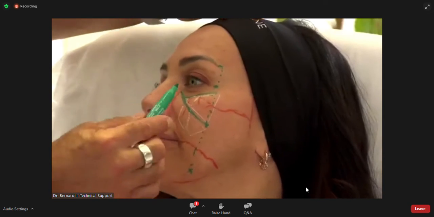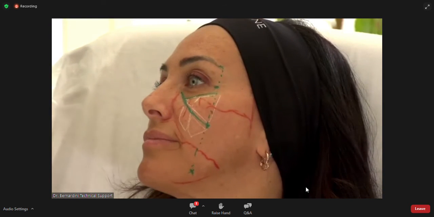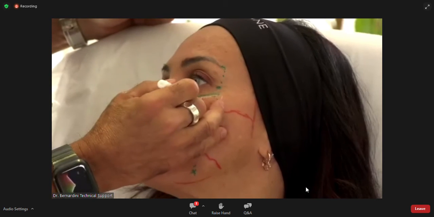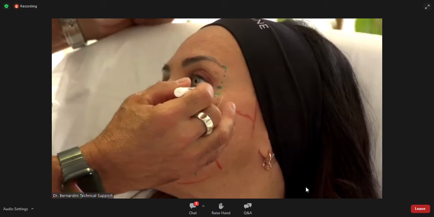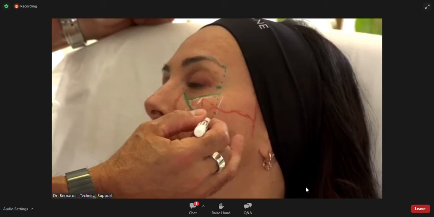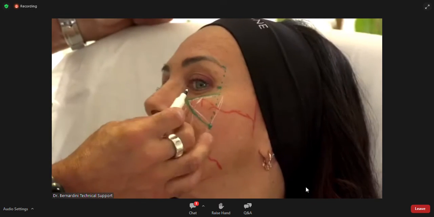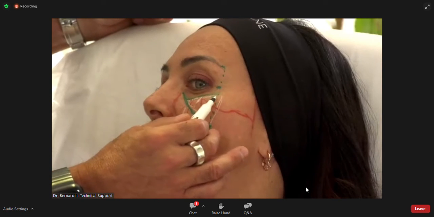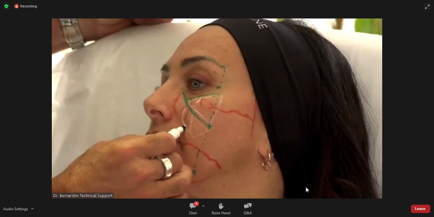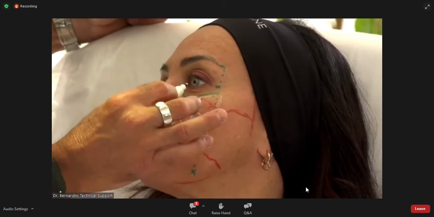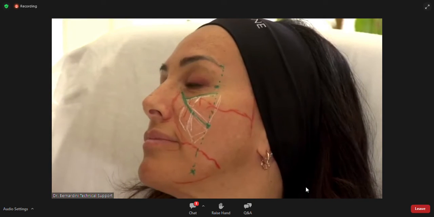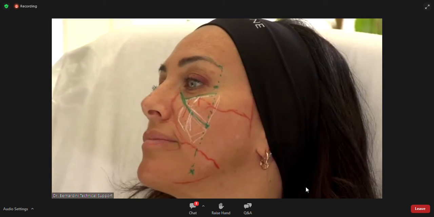Here in white, I highlighted the deep fat compartments: the medial SOOF, the lateral SOOF, the deep medial fat compartment, the deep lateral fat compartment. And in red, we highlighted some of the arterial, the vascular landmarks.